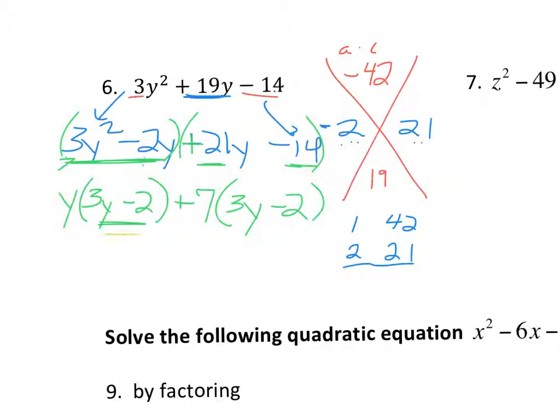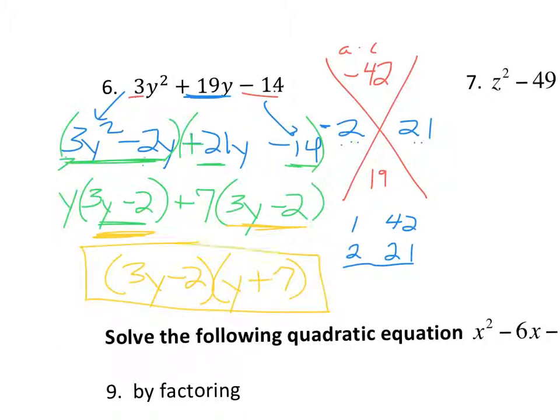As a final answer, 3y minus 2, your common parenthesis, and y plus 7 is your other parenthesis. You could FOIL it and check it. 3y squared, 21y, minus 2y, yep, 19y, and minus 14. Good to go.